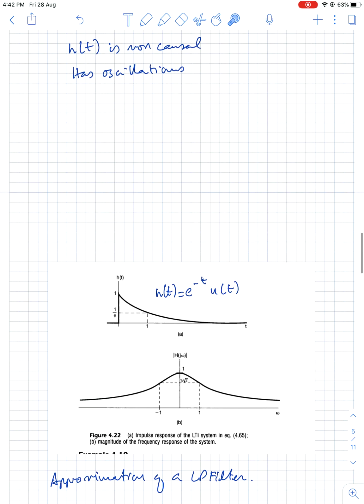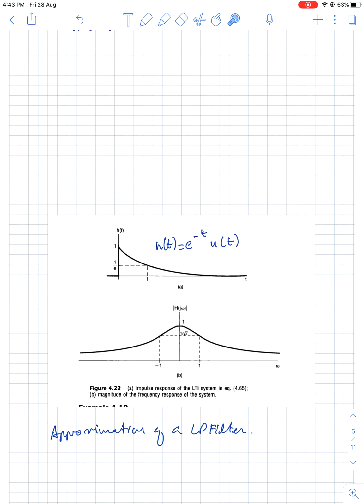So, an approximation to an ideal low pass filter is a non-ideal low pass filter which has this impulse response. This impulse response is easy to implement, because first of all it is causal. It is given by e raised to minus t times u of t. So, this becomes causal because for t less than 0 it is 0, and it is a smoothly decaying response. It is not something which oscillates. This depends on the application, but there may be some applications where you don't want oscillations in the impulse response.